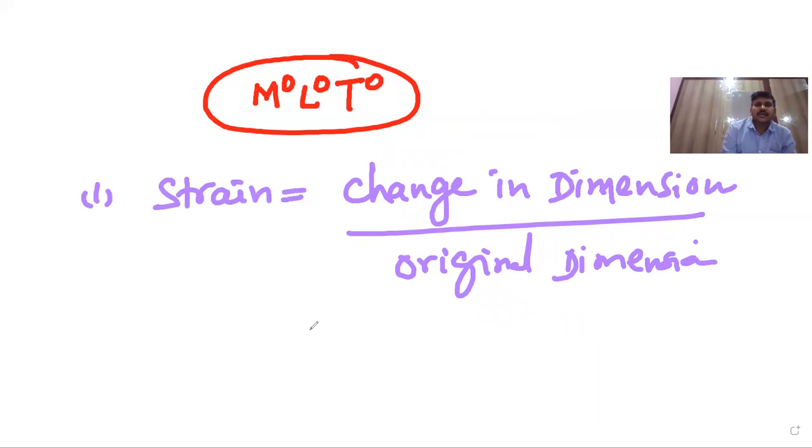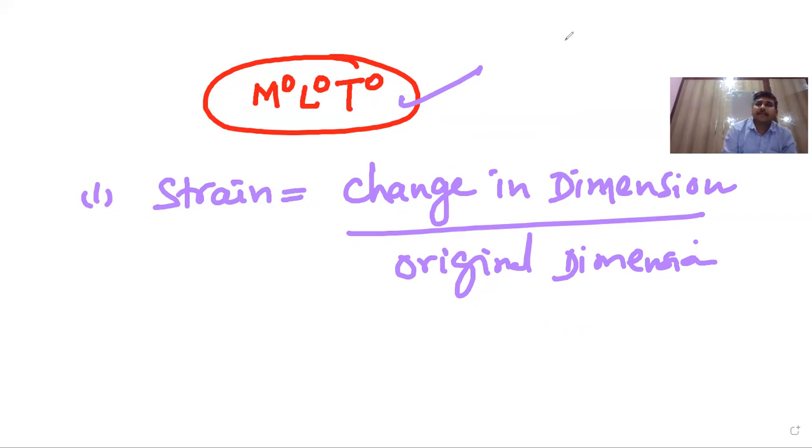So this completely has a dimension of M to the power of 0, L to the power of 0, T to the power of 0, because the numerator and denominator have the same length parameter, so they get cancelled, thus becoming the above.